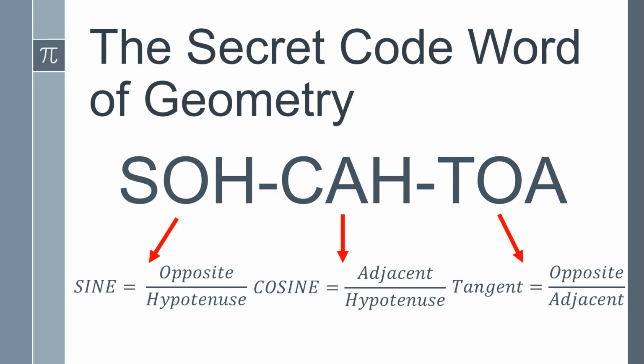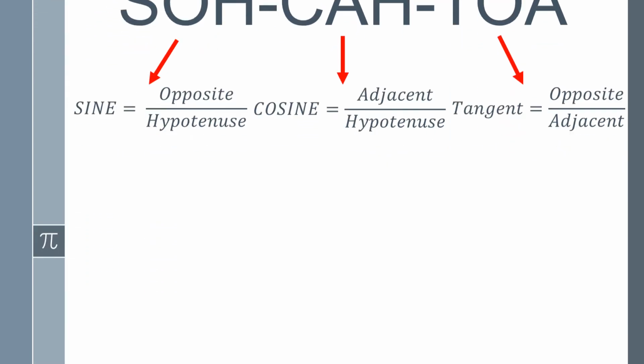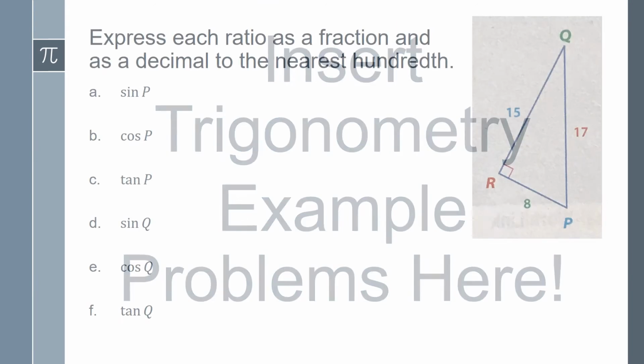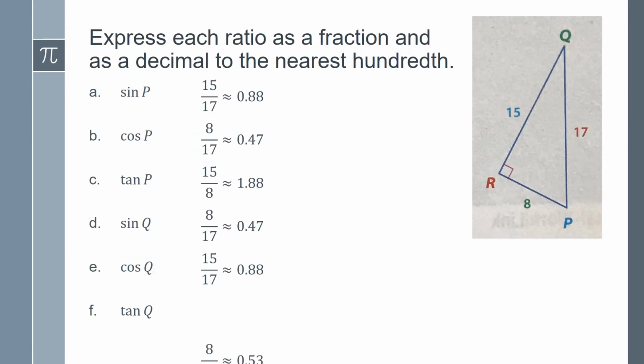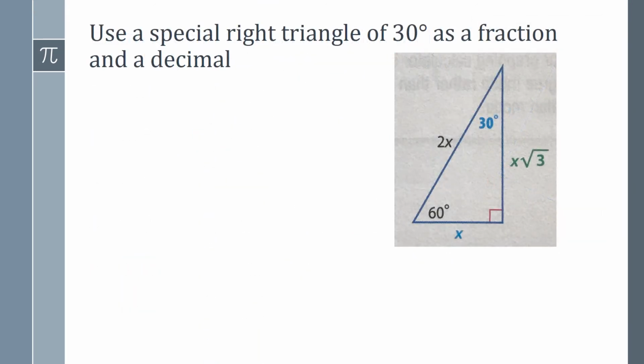So you'll notice the first letter of each part of the code word tells you what trigonometric function you're using. Sine, cosine, tangent, SOHCAHTOA. So, sine is opposite over hypotenuse. CAH: cosine is equal to adjacent over hypotenuse. TOA: tangent equals opposite over adjacent. Okay.